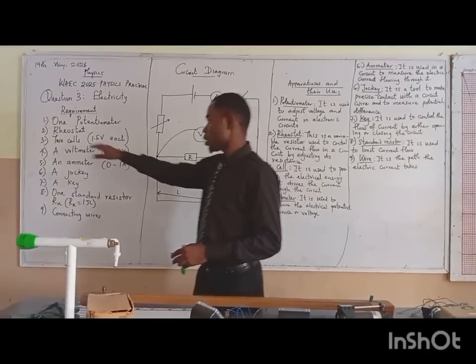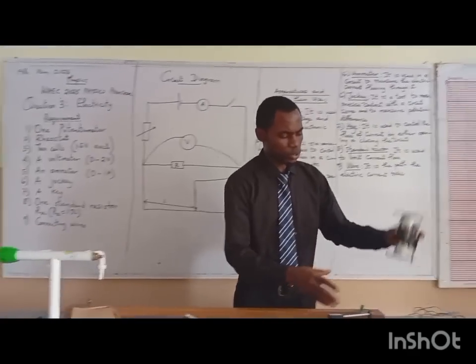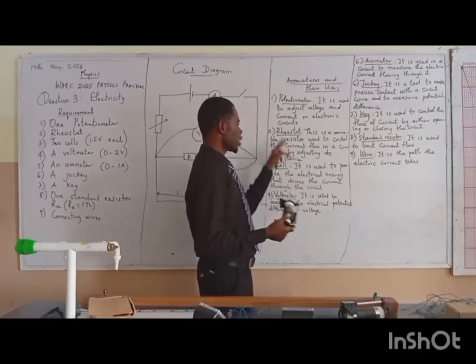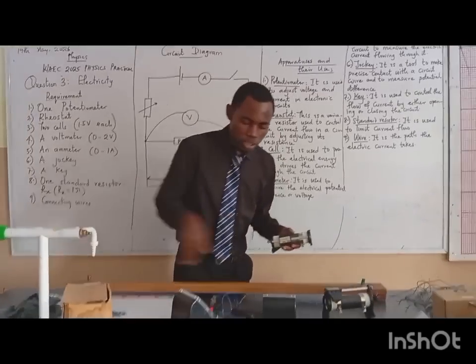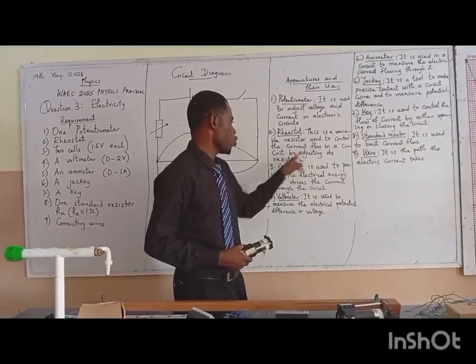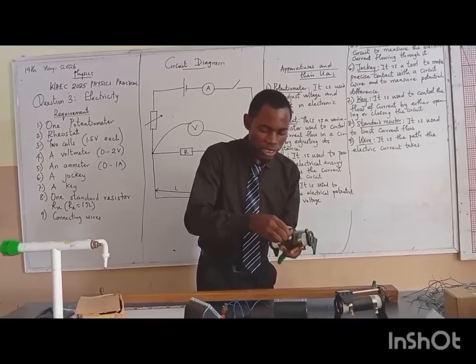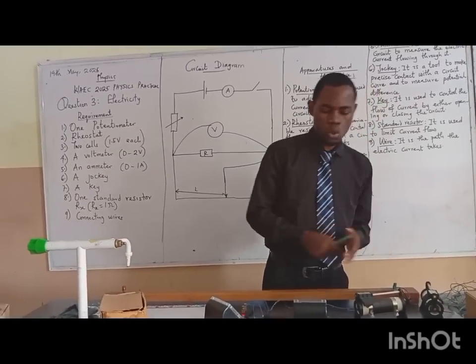Number 2, I talk about the rheostat. This is my rheostat here. What is its purpose? It is a variable resistor, and it controls the current flow in the circuit. When I am adjusting it, the current flow will be controlled.